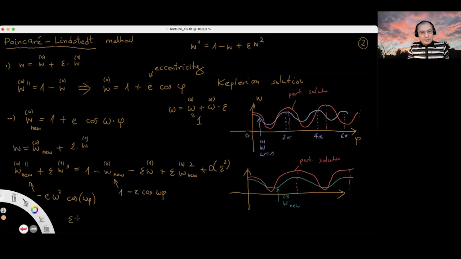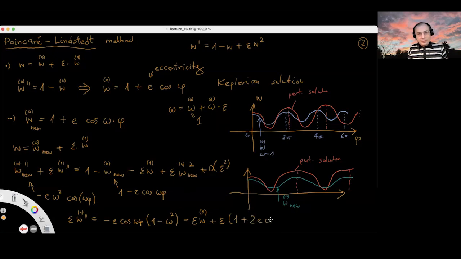Okay. So now what we do is to rewrite this equation over here in the following way. This is equal to 1 kills 1, and here we get minus E cosine omega phi from this guy. And here we get the same thing with a minus on the squared. Minus epsilon W1 plus epsilon, and we have to plug in this thing over here again, 1 plus 2E cosine omega phi plus E squared cosine squared omega phi. Okay, that's pretty much the first equation for the first order.